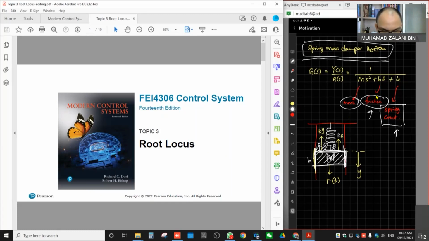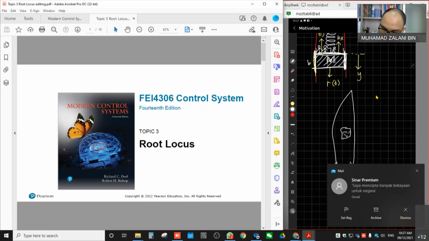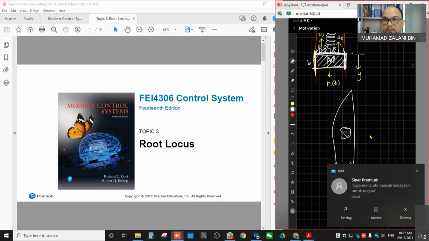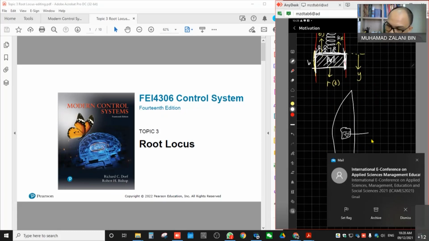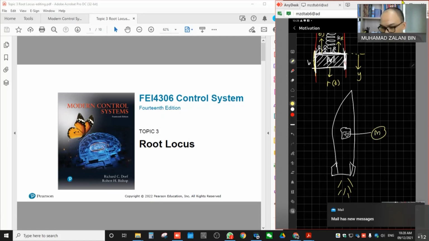For example, the mass and center of gravity of a rocket vehicle are altered after part of the rocket fuel was used. Say there is a rocket launching into space. There is a fuel tank, and the fuel could be liquid hydrogen. This is the fuel tank. Let's say before it takes off, the fuel tank has a weight of M.